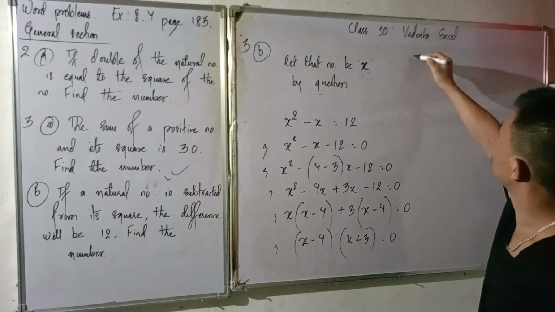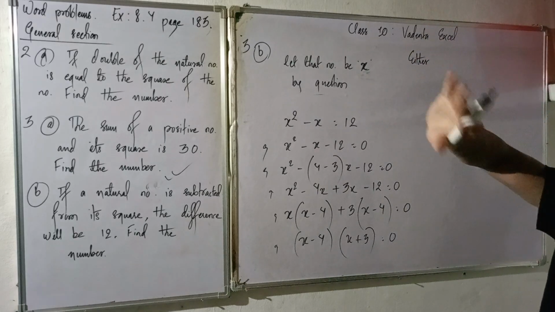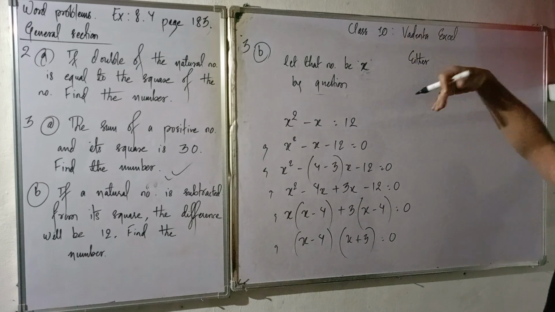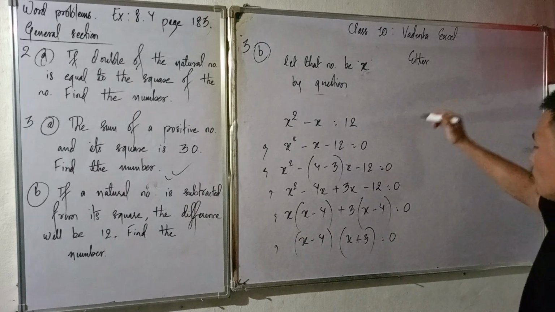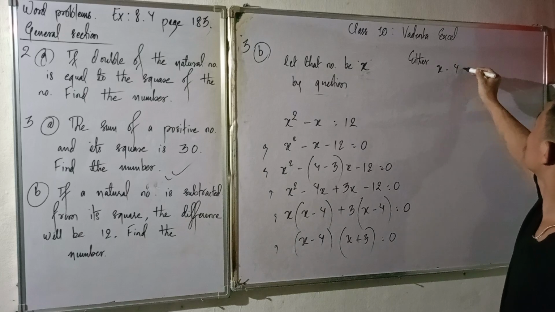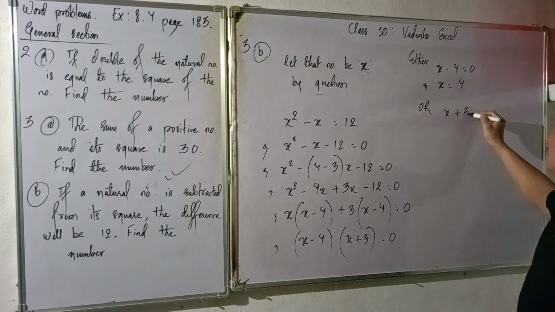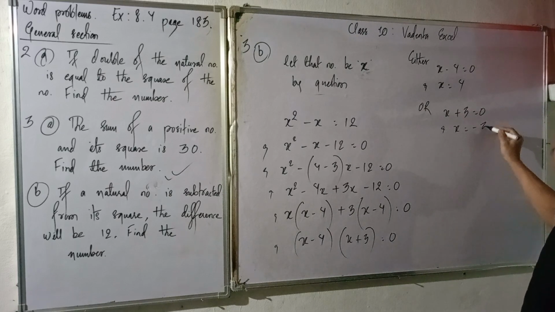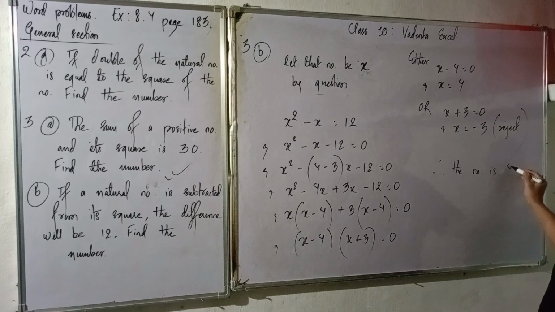Now do either-or. Since it is a natural number, there are no negatives; integers consist of negatives, but in natural numbers there is no negative. So if the value comes negative, you just reject that. Either x minus 4 equals 0, or x equals 4, or x plus 3 equals 0, or x equals minus 3. You just reject this value. Therefore the number is 4.